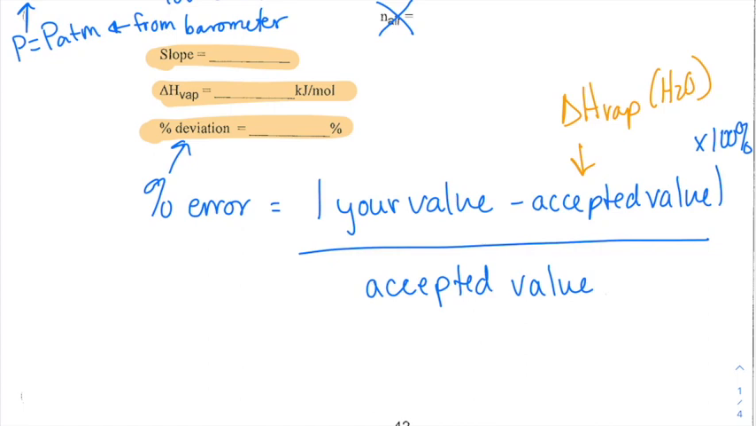Where is that Canvas site? Just a sec to pull up the Canvas site. There we are. Oops, wrong Canvas site.